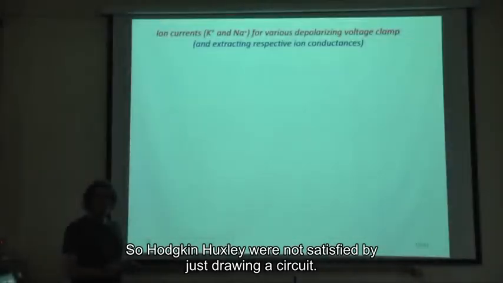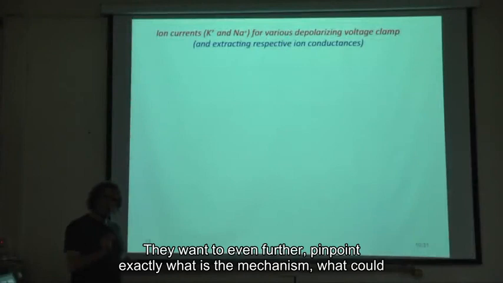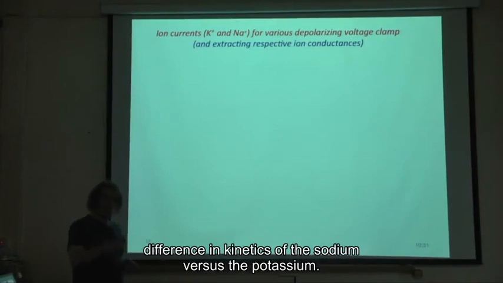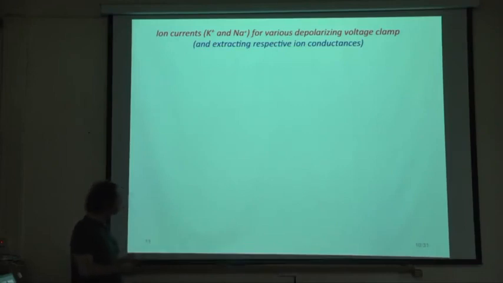So Hodgkin and Huxley were not satisfied by just drawing a circuit. They wanted to even further pinpoint exactly what could be the mechanism in the membrane that enables these two currents and this difference in kinetics of the sodium versus the potassium.